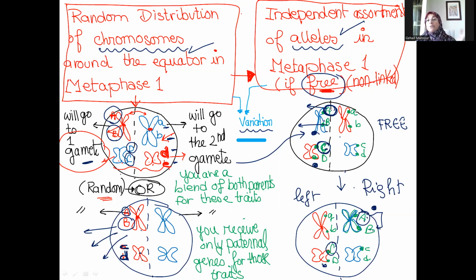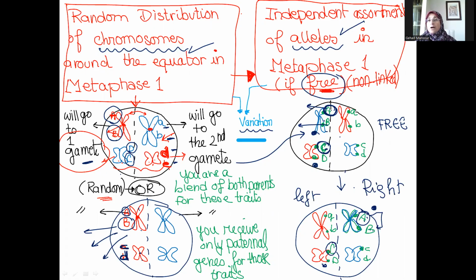So again, random distribution of chromosomes around the equator can not only result in random assortment and distribution of the free alleles on the gametes, but it can also result in random distribution of linked alleles, but in a very restricted sense, which is which gamete are we going to go together to, meaning that A and B can be on the right side or on the left side, but they go together.